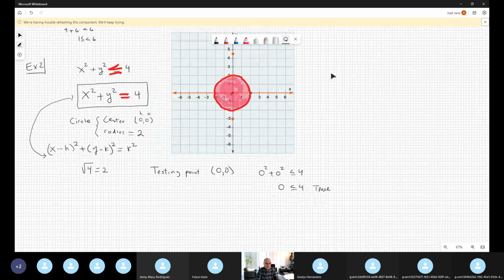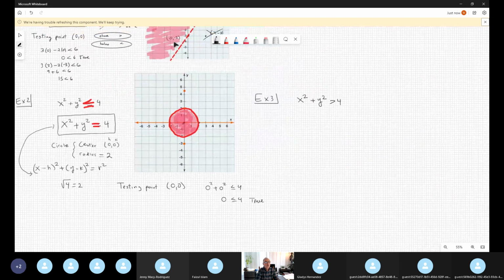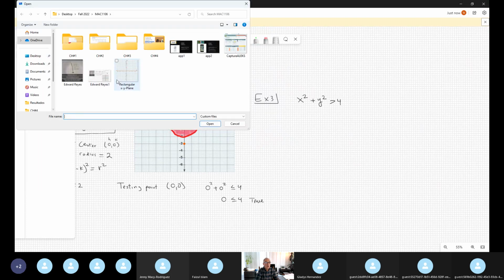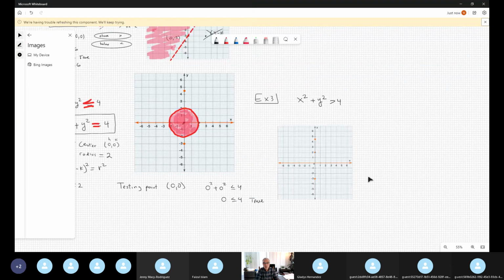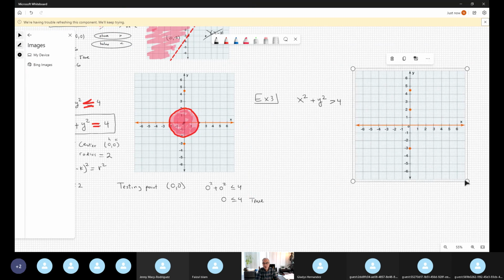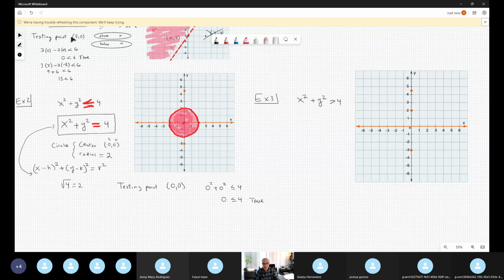Okay, suppose I change a little bit this problem. Example 3 is the same example, but I change intentionally to confuse you. Greater than 4. Wow. It's different or no? What is the solution? It's the same or different? Dotted line, he said, okay.